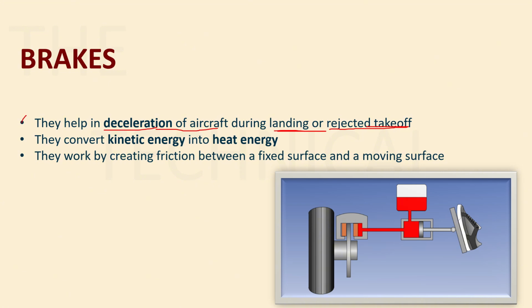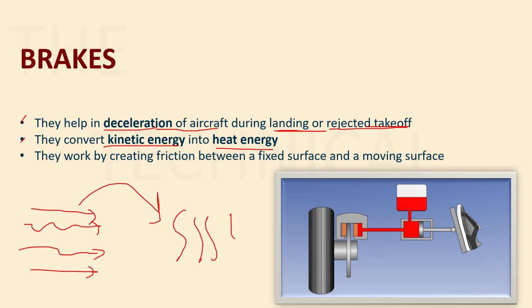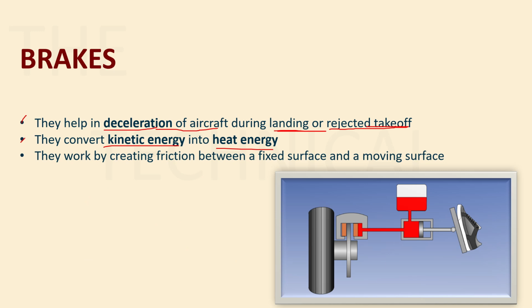And then you have the second point, that they work by converting the kinetic energy into heat energy. So brakes convert kinetic energy into heat energy. What is kinetic energy? It is the energy possessed by an object in motion, and your brakes convert this kinetic energy into heat energy. So they dissipate it in the form of heat, right? This you need to keep in your head, that kinetic energy is being converted into heat energy.